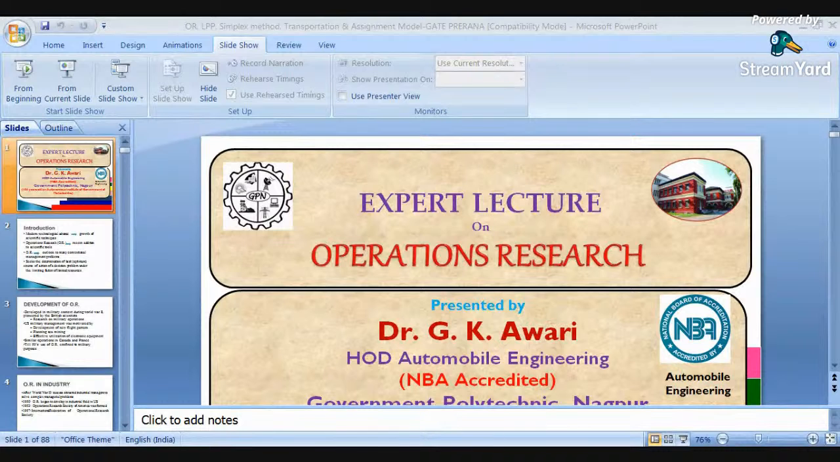Then what are the phases of OR? The first is the judgment phase: determination of the problem. We have to identify the problem, then establish the objectives and the values. So let us identify what our objectives are. Then the determination of suitable measures of effectiveness. So what measures will be taken, and what kind of effectiveness will there be.